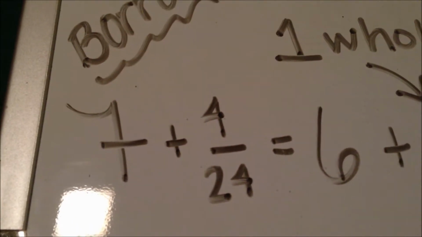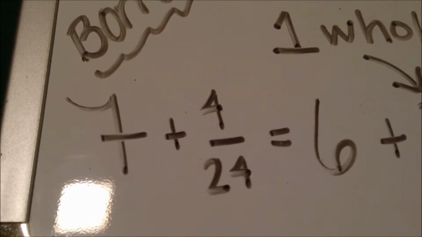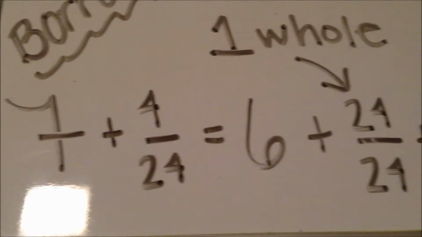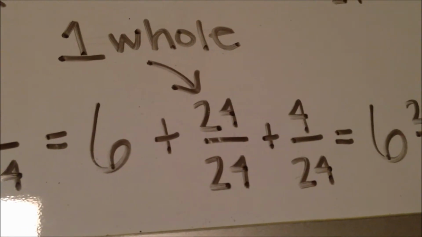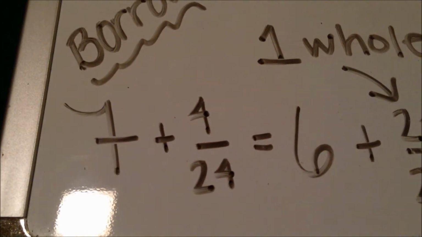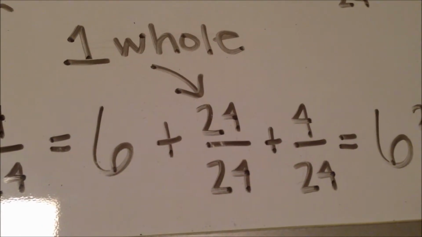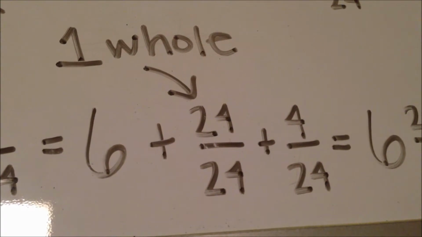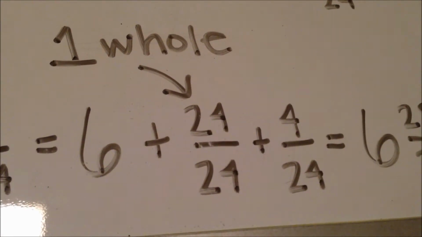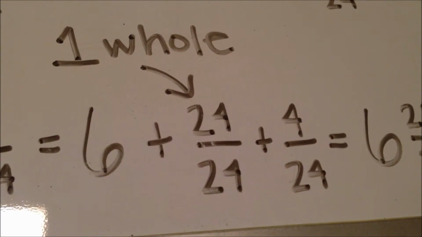So let's take the 7 and 4/24, split it into 7 plus 4/24. Then what we're going to do is pull one whole, or 1, out of 7. So we're going to split 7 into 6 plus 1, or 6 plus 24/24, which equals 1. The reason I used 24 is because the denominator of our fractional part was 24.